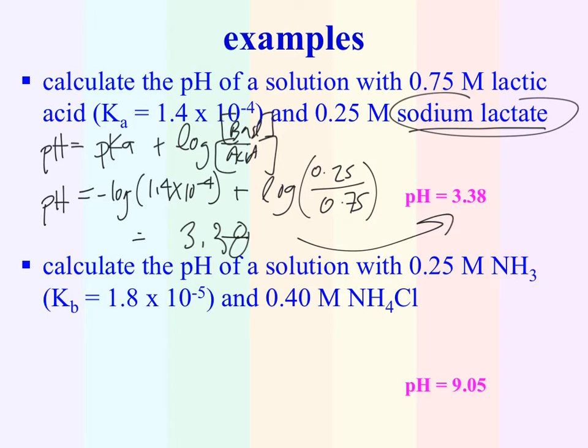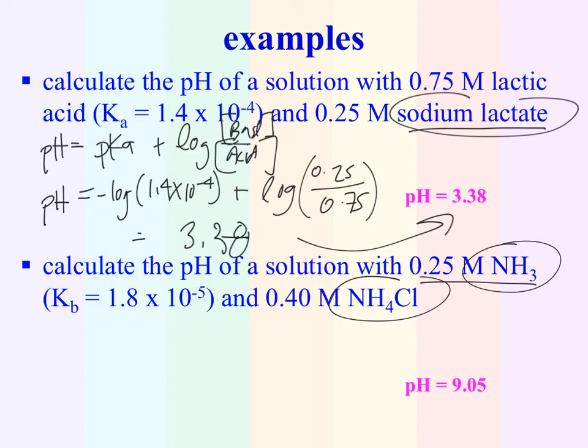We're being asked to calculate the pH of a solution with 0.25 molar ammonia, with a Kb equal to 1.8 times 10 to the negative fifth, and a 0.40 molar concentration of NH4Cl in that solution. So we have a weak base, and we have a salt that contains the conjugate acid of that weak base. So we subsequently have a buffered solution.